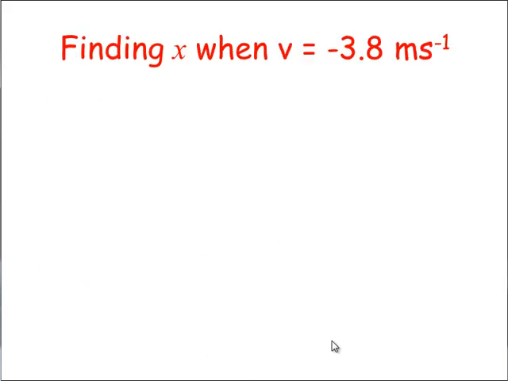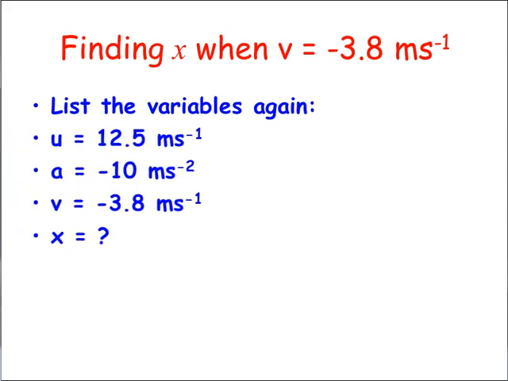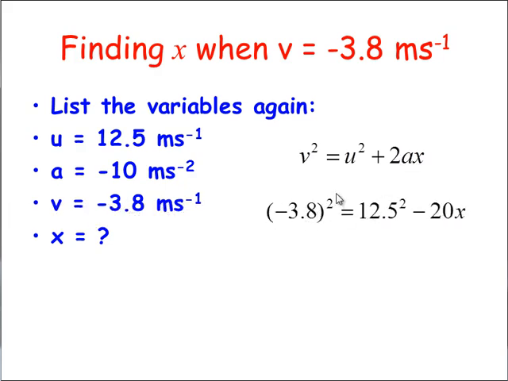Find x when v equals negative 3.8. List our variables. We have v, u, a, and x. So v squared equals u squared plus 2ax will be the equation that we want to use. So we get negative 3.8 all squared. Put the negative inside brackets so that you don't end up with a negative value out here. Otherwise you're going to end up with the wrong answer. Okay? When you square the negative, it should become positive. And then x equals 7.1 meters.